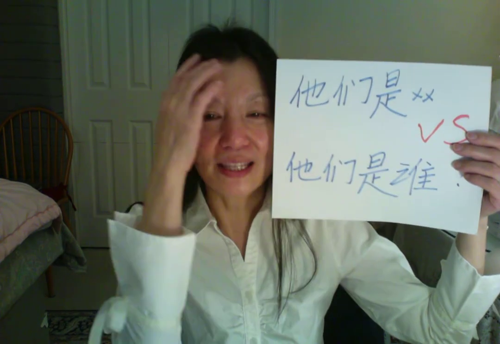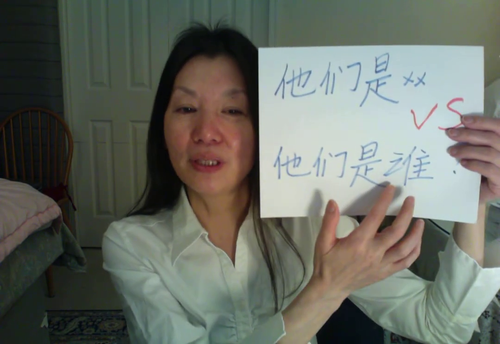Three characters. 他们是... for example, say the student, 学生. 他们是学生. 他们 is they, right? 他们是, is or are. If you do not know, plus the 谁. 他们是谁? Your turn.